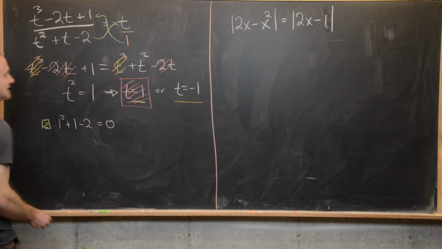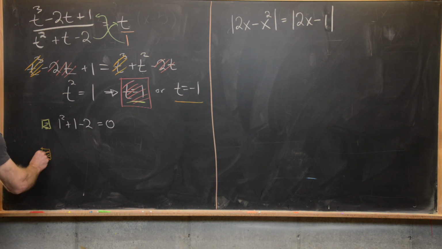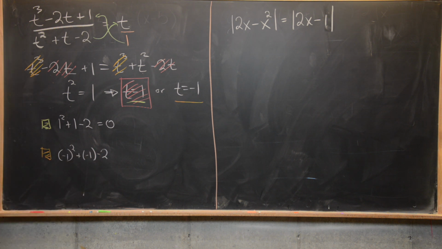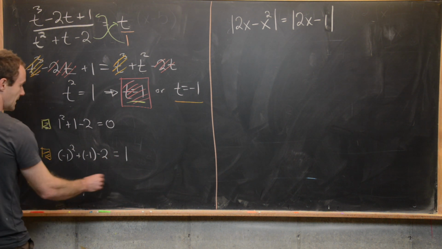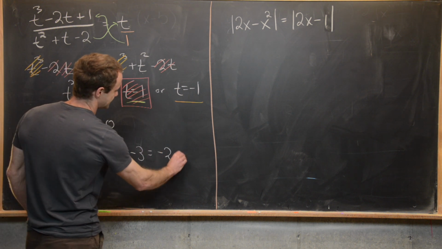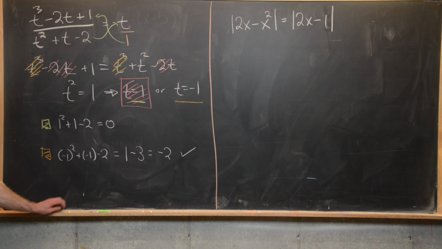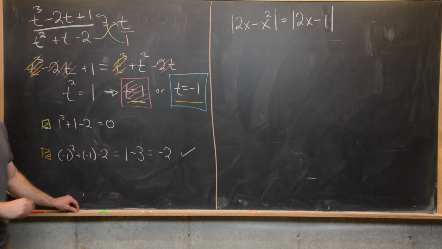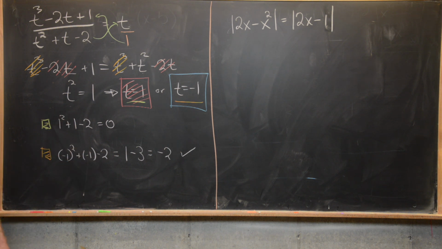So plugging in t equals minus 1, let's see if that's okay. So that's going to give us minus 1 squared plus minus 1 minus 2. But notice this thing is okay because we'll get minus 1 squared, which is 1, and then minus, so this is going to be 3, so we get negative 2. So in other words, we are able to keep this one. So this is our solution, t equals minus 1, and in fact, our only solution.